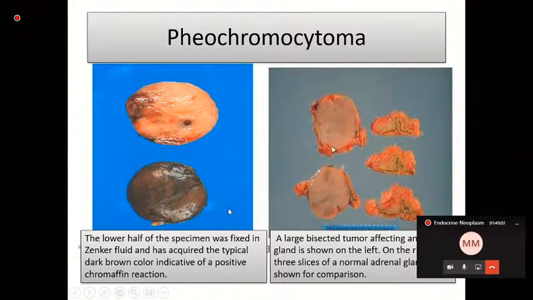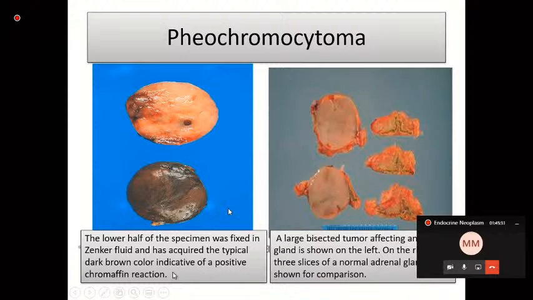This one is the pheochromocytoma. See, solitary nodule, yellowish usually, and it is compressing the normal tissue. See, this is the normal tissue, and this is the adenoma. Why is it black color when we fixed with the Zenker? Because if it turned to the black color, it indicates the positive chromaffin reaction.